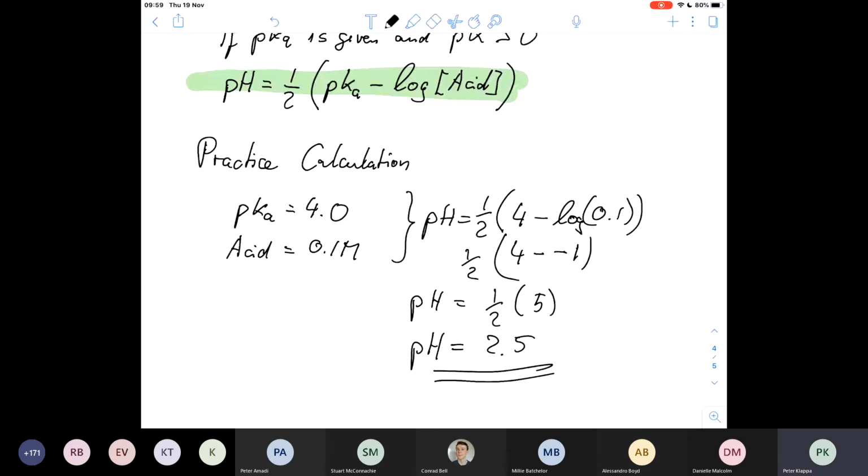So please practice these calculations because they will come up in exams. And we will need something like that for tomorrow's session when we are going to deal with buffers.